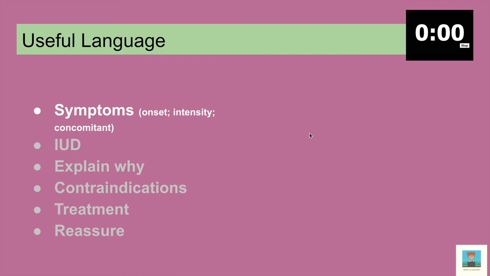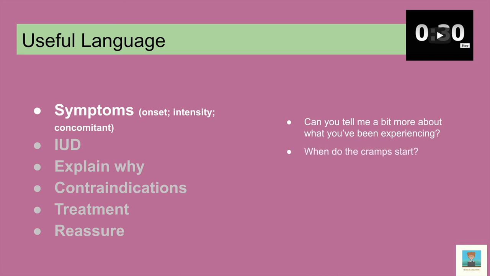Okay, time's up. So you could say something like this. Can you tell me a bit more about what you've been experiencing? Remember, start with a nice open question so the patient can explain what's been happening in their own words. Then move on to more specific information and closed questions. When do the cramps start? Onset has been changed into start, and then maybe a question about length, duration, how long do they last for?